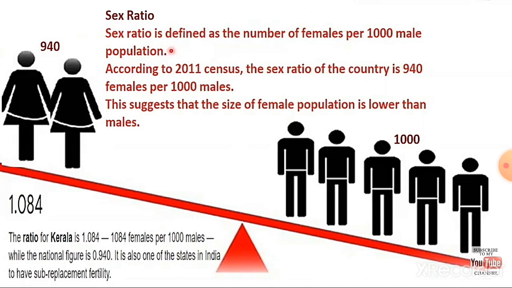Then sex ratio. Sex ratio means male and female calculation. The sex ratio is defined as the number of females per 1000 male population. According to the 2011 census, the sex ratio of the country is 940 females per 1000 males. This suggests that the size of female population is lower than males.